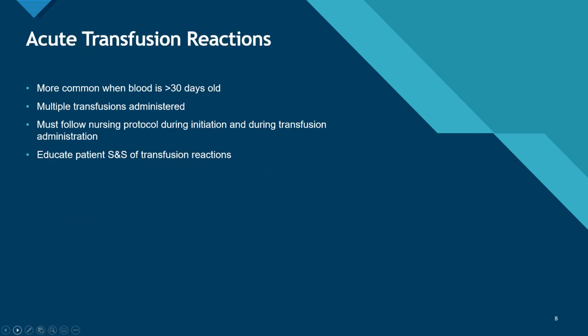So leading into transfusion reactions. So acute transfusion reactions, and we'll go into the different types that you can have. And once again, you're going to say, well, is the treatment going to be any different? Potentially, but a lot of times not. So it's more common when the blood is older, greater than 30 days old, more at risk for bacteria. Multiple transfusions administered. The more transfusions a patient is exposed to, the more antibodies the patient has built up, whether it's to the white blood cells within that donor's blood, to the plasma, or any antibodies that might be in there.